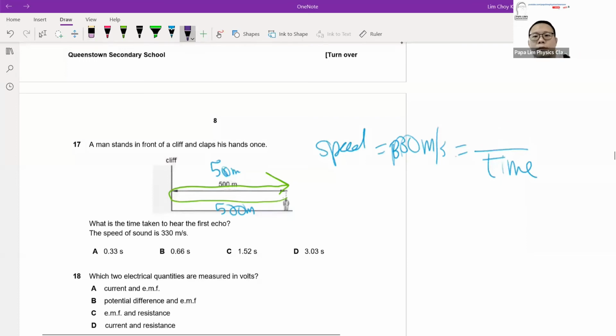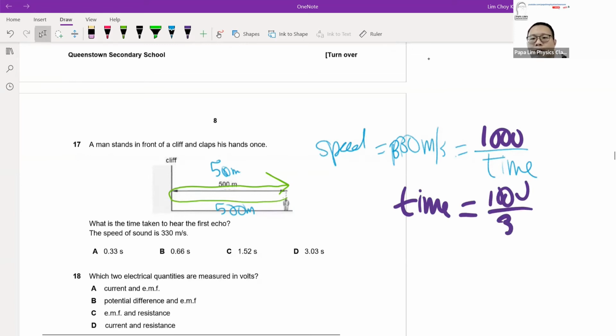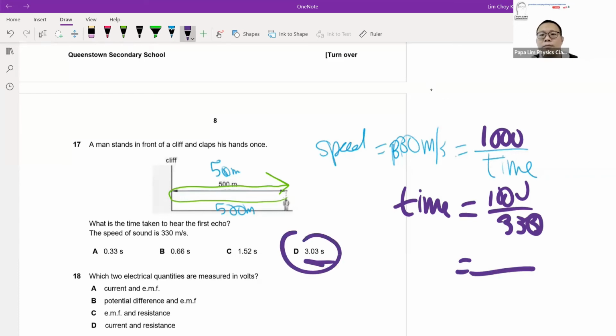Okay, so the distance traveled here will be 1,000 meters. Given that the speed is 330, if you look at the time, it will be 1,000 divided by 330. Now, take note, this is the time it takes to travel to and fro, or the time taken for the echo, for the sound to travel to and fro and come back to the system. If you look at the calculation, you will find that the answer will be 3.30 seconds. Okay, so take note of this.